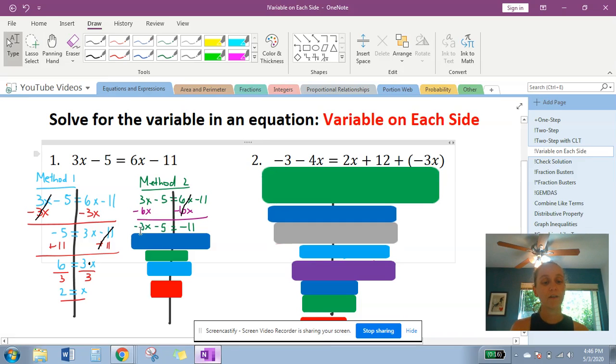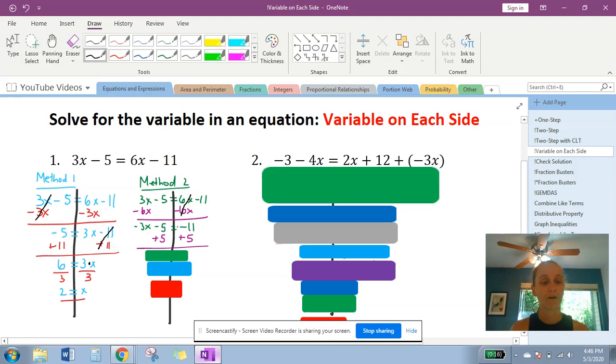So this time, because I already have my variable on the left, let's move my units to the right. The opposite of negative 5 is positive 5. So I have my 0 pair here. Negative 11 plus 5 is negative 6. And I have negative 3x over here.